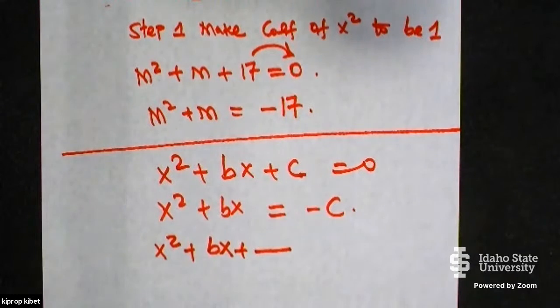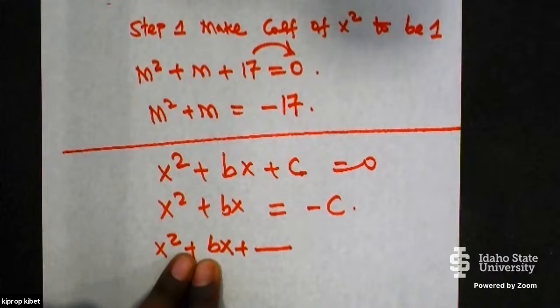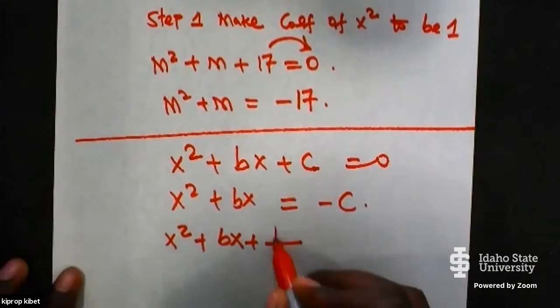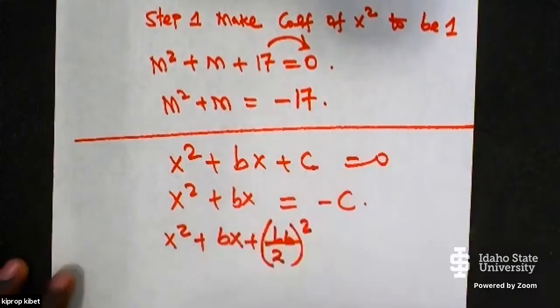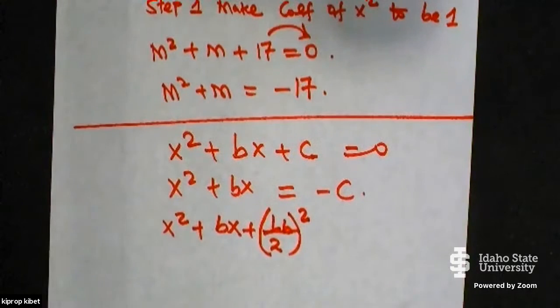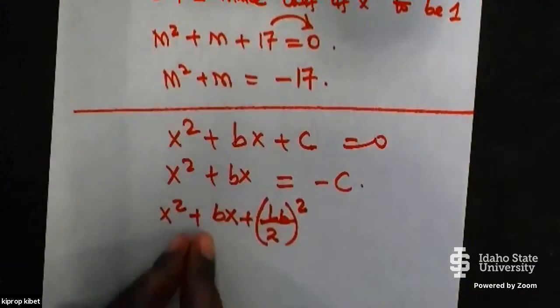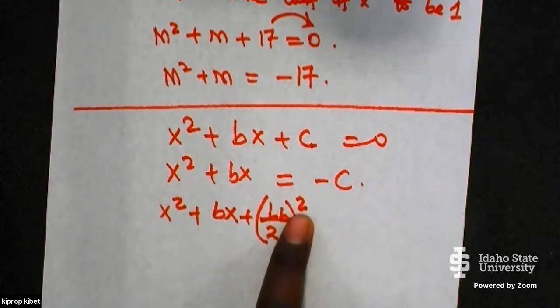We multiply by half of what? Half of b. So times half of b, and then you square. Half of b, and then you square. So you multiply by half of this b, the coefficient of x, and then you square.